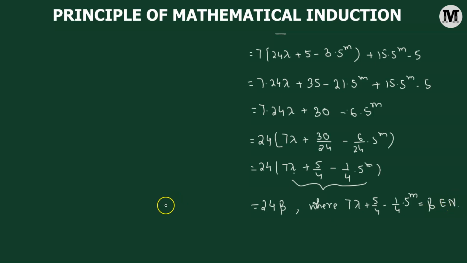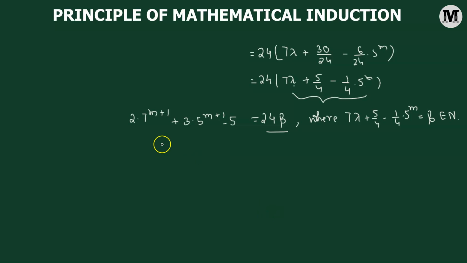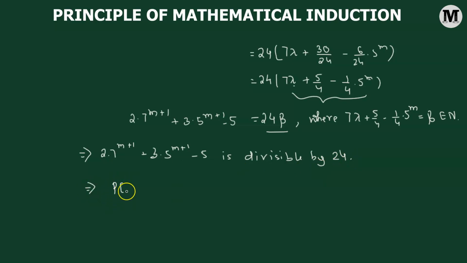So that means we started out by considering the expression 2 times 7 raised to the power of m plus 1 plus 3 times 5 raised to the power of m plus 1 minus 5, and we are able to show that this is a multiple of 24. If it is a multiple of 24, this simply tells us that this expression is divisible by 24. So now that we have shown that it is divisible by 24, this simply means that we have successfully verified that p of m plus 1 is true. So p of m plus 1 is a true statement.